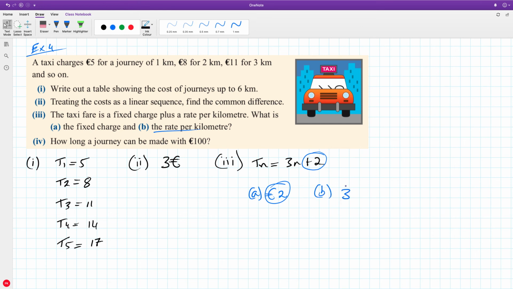2 doesn't change. Whereas if you take the rate per kilometre, part B, that's 3. And the reason that's 3 is for every kilometre you go, you're multiplying it by 3, aren't you? You go 1 kilometre, you're going to multiply it by 3. 2 kilometres, you multiply it by 3, and you add 2. The 2 is the fixed charge.